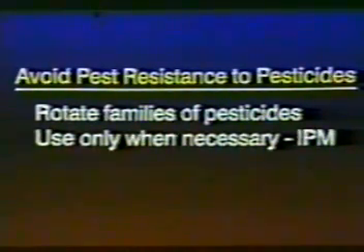Rotating types of pesticides and reducing frequency of application help to reduce the development of pest resistance. Remember, there are several different ways to control a pest problem. Where possible, it is usually best to use a combination of control methods and not depend entirely on chemicals.